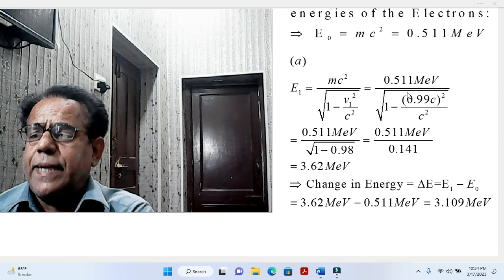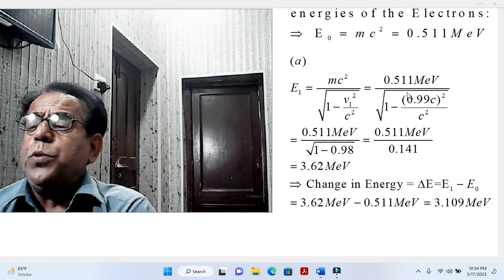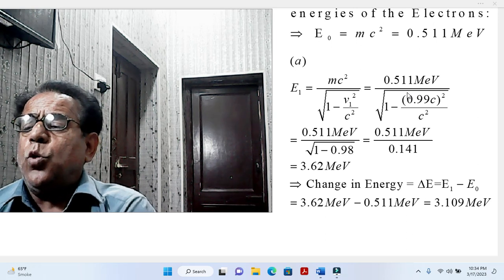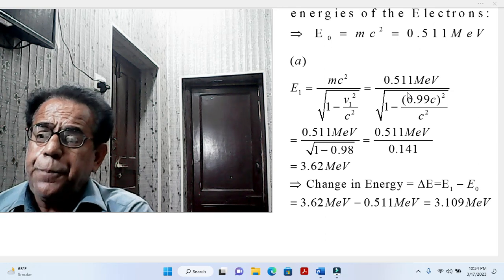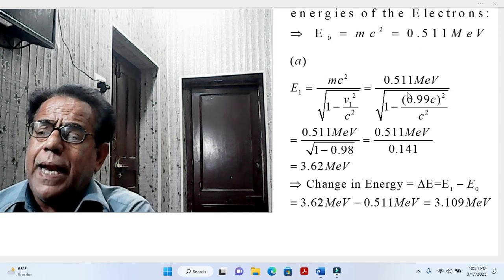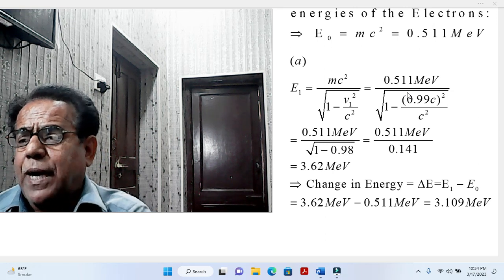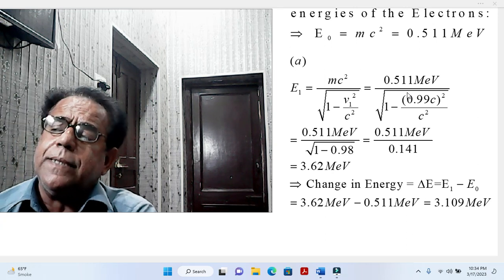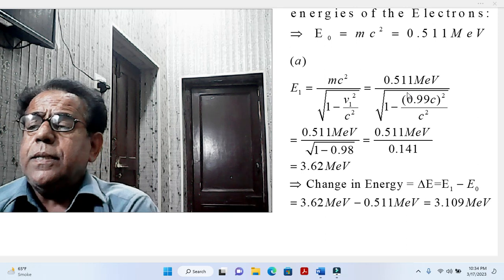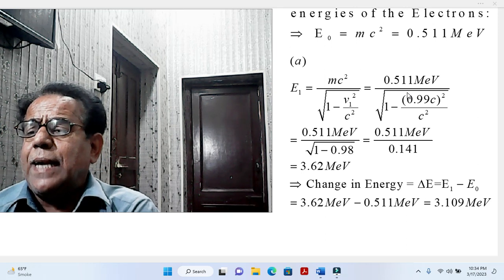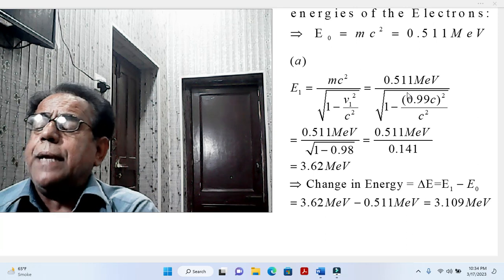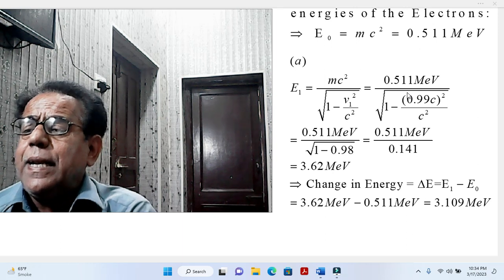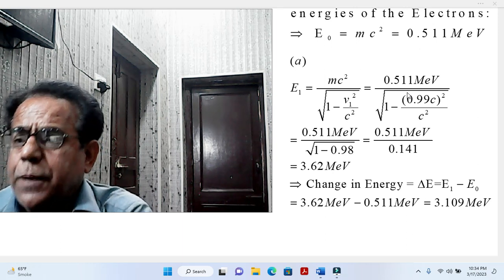This implies that the change in energy is delta E. Dear students, delta is always used to denote change. Here the change is between E1 and E0. In the next part, the change will be between E2 and E1. In that part we will find the change in energy, delta E equal to E2 minus E1. But here in this part we are dealing with E0 and E1, and hence delta E is equal to E1 minus E0.